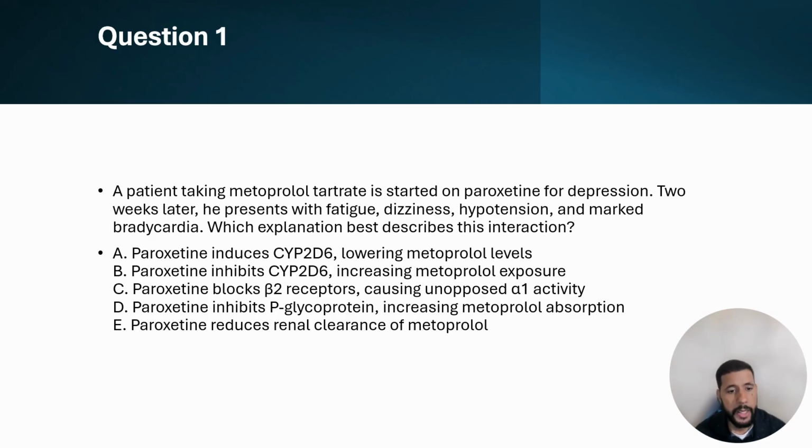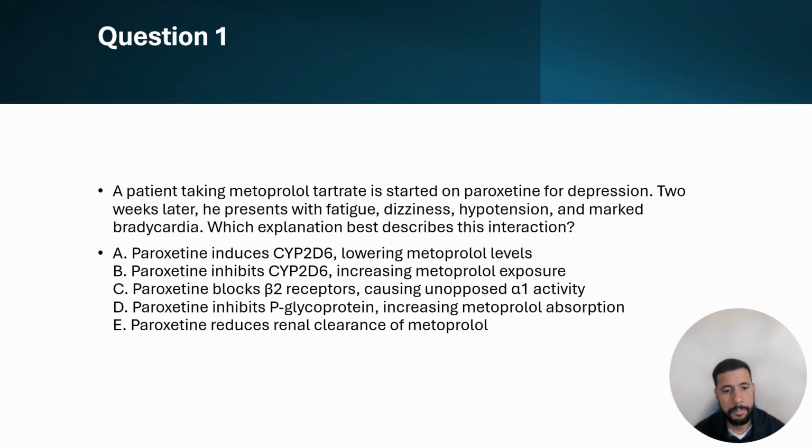Question number one, a patient taking metoprolol tartrate is started on paroxetine for depression. 2 weeks later, he presents with fatigue, dizziness, hypotension, and marked bradycardia. Which explanation best describes this interaction? Is it A, paroxetine induces CYP2D6, lowering metoprolol levels? B, paroxetine inhibits CYP2D6, increasing metoprolol exposure?